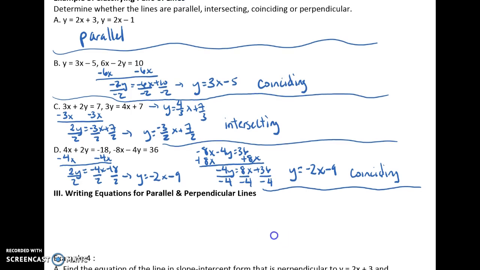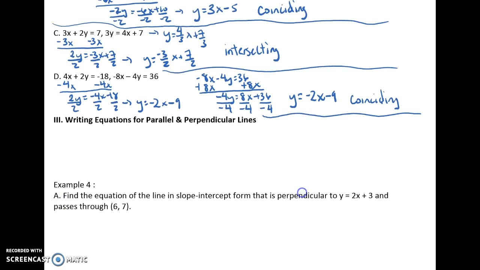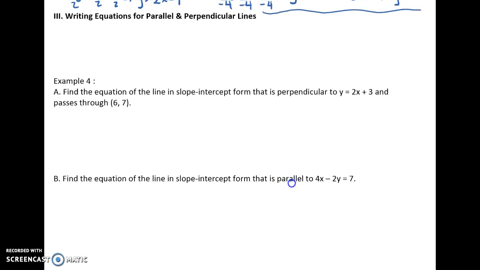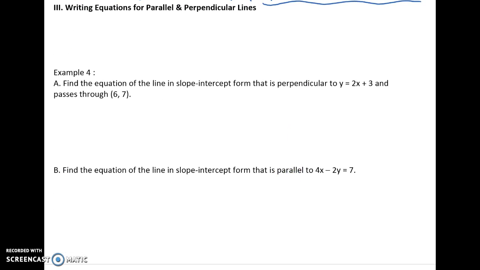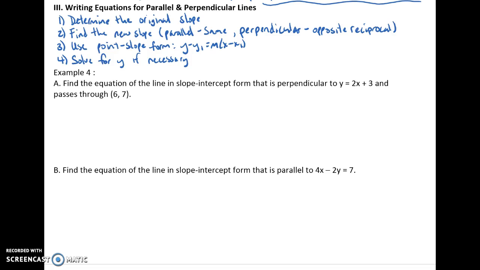Okay, final thing for today, writing equations for parallel and perpendicular lines. And I know this might have been something that you don't quite remember because it was a while ago. So let me remind you about what we need to do. Okay, so 4 simple steps. Number 1, determine the original slope. If you have m, awesome. If you need to find it using slope formula, do it.